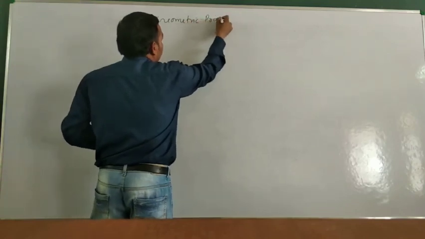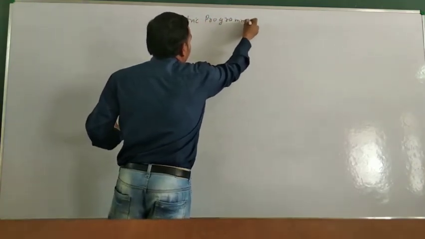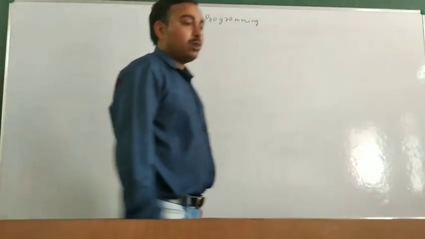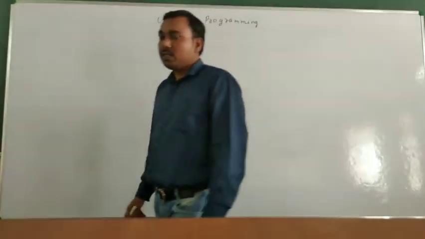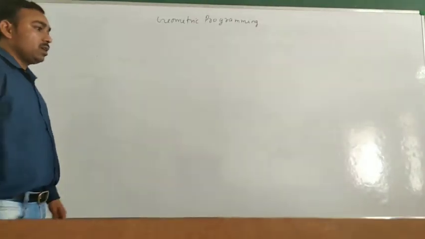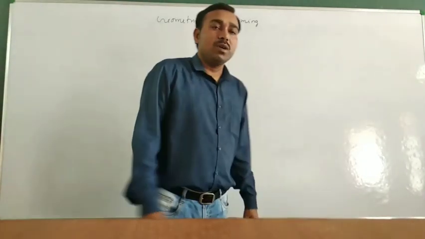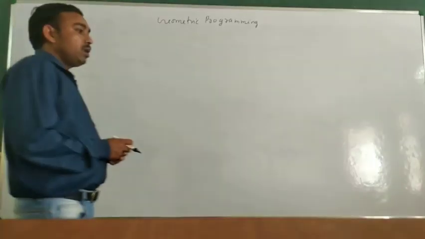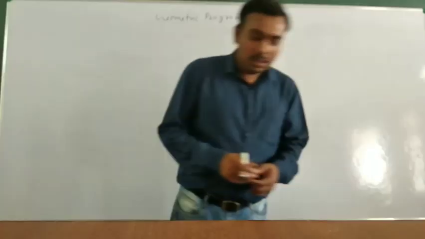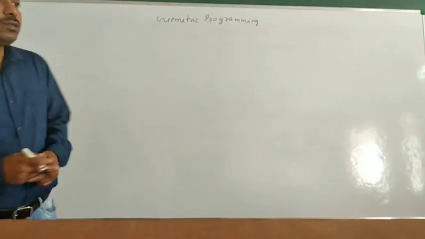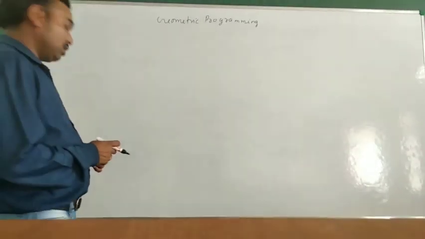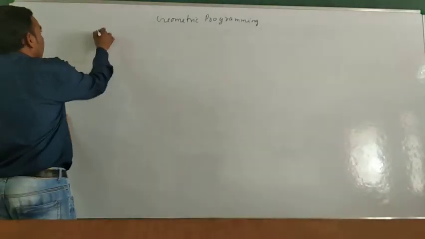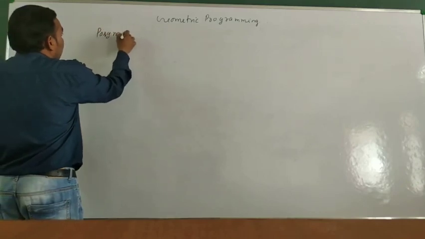Today, I will discuss geometric programming problem. Basically, geometric programming is used to solve non-linear optimizing problems in which the objective function is in the form of a polynomial. If the optimizing problem has constraints, then the constraints are also in the form of polynomials. So the question arises, what is a polynomial?